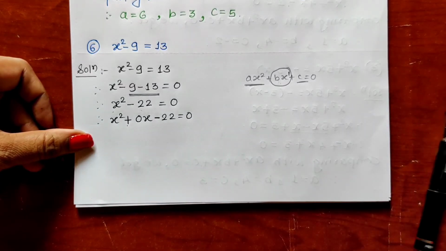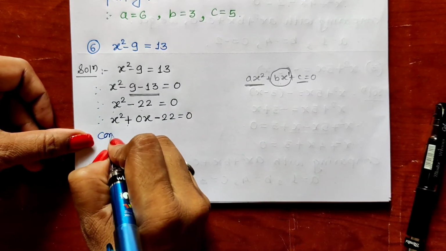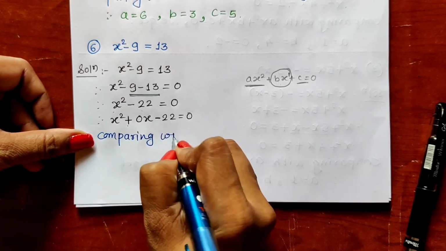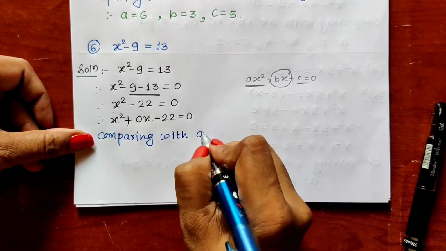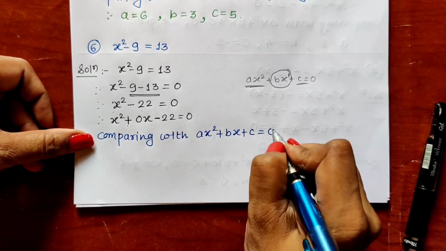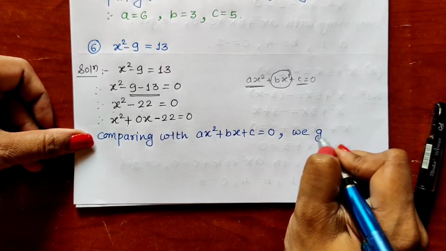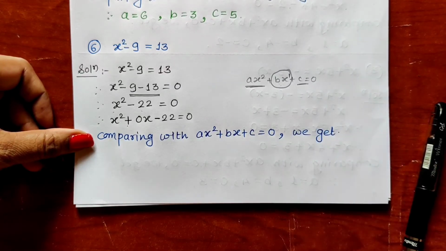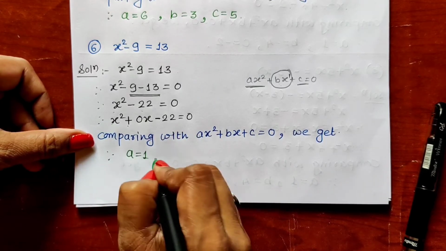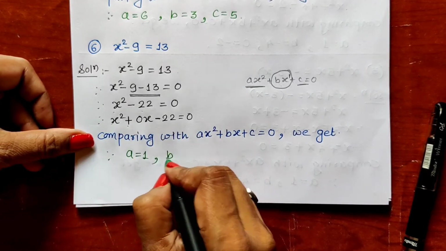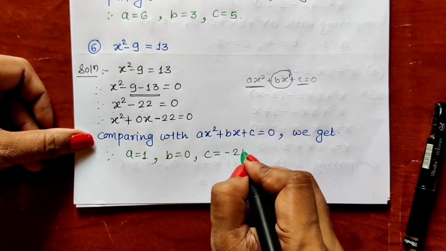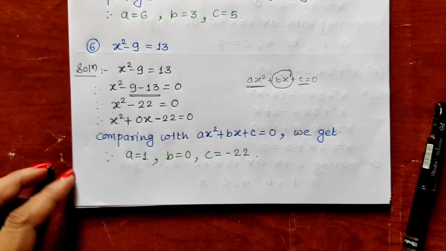Now comparing with ax square plus bx plus c is equal to 0, we get the values of a, b, c. A, nothing is there, that means 1 is always there. B, we can see we have added the term, that is 0, and c is equal to minus 22. So in this way this question is over.